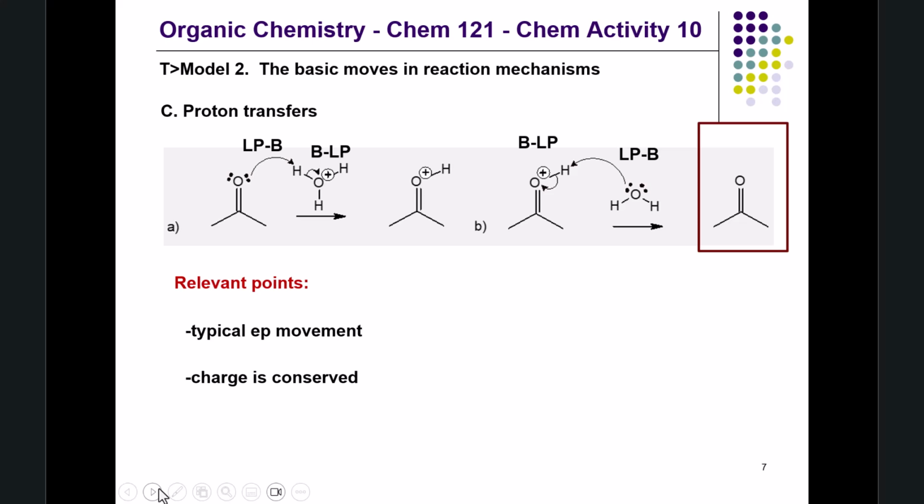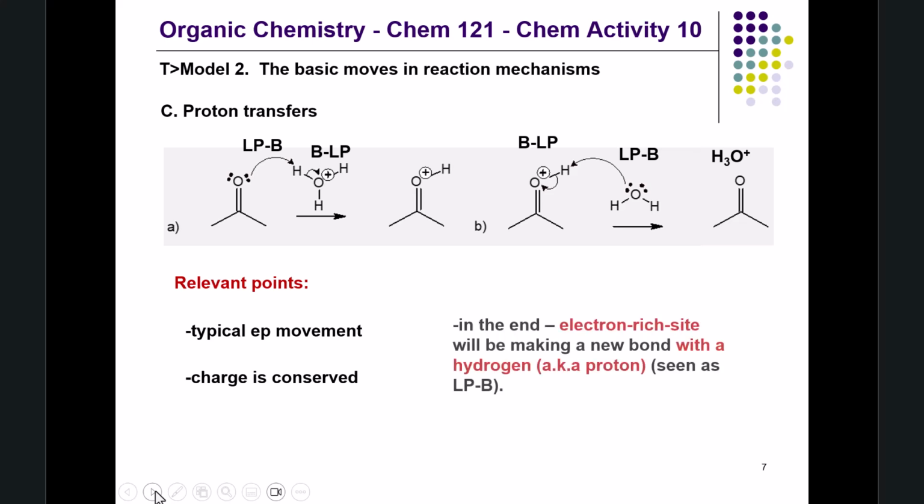So when that water molecule picks up a proton, we create the hydronium ion. And the hydronium ion is indeed positively charged. So to be more complete, we should write that in. And then you will see that the charge is indeed conserved. Now for a proton transfer, in the end, an electron-rich site, usually a lone pair of electrons, will be making a new bond with a hydrogen. And I say also known as a proton because essentially it's a new bond just to the proton.